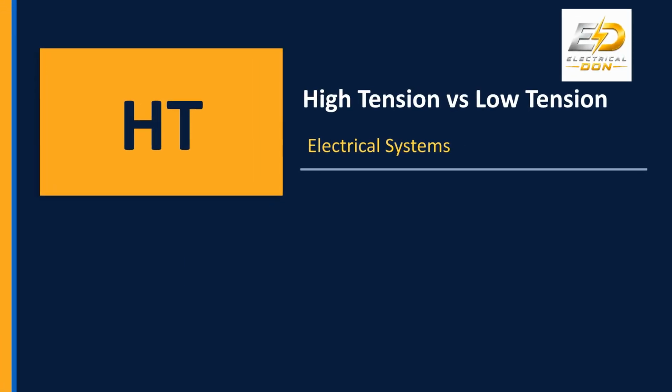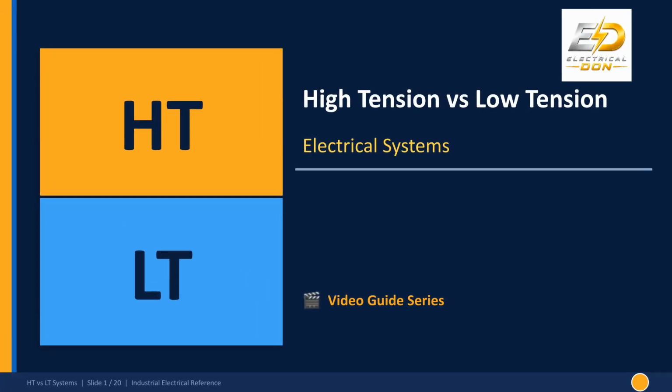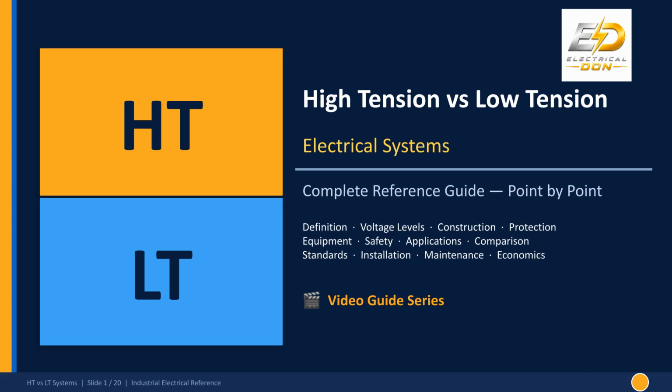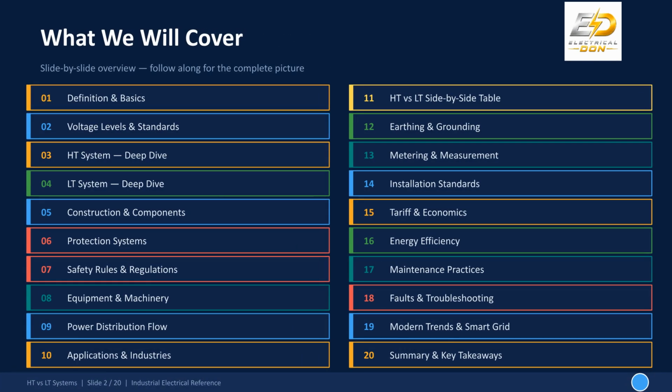Welcome to this video guide on high tension, or HT, versus low tension, or LT, electrical systems. We will provide a complete point-by-point reference guide covering definitions, voltage levels, equipment, safety, applications, and more. This video is structured into 20 sections, beginning with fundamental definitions and standards. We will then dive deep into both HT and LT systems, cover key components, protection, safety rules, and applications before concluding with a side-by-side comparison and key takeaways.